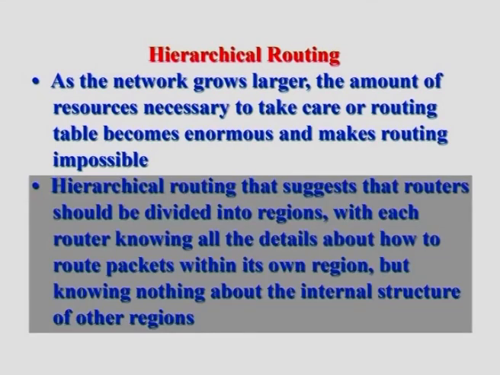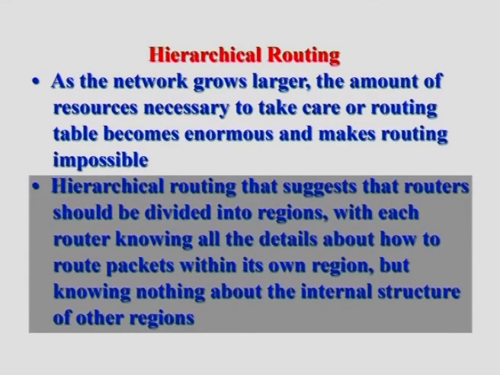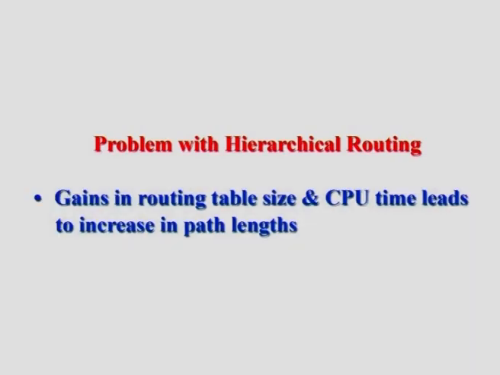with each router knowing all the details about how to route packets within its own region, but knowing nothing about the internal structure of other regions. Unfortunately, the gains in routing table size and CPU time are not free. The penalty of increasing path length has to be paid. Kamoun and Kleinrock in their paper have discovered that the optimal number of levels for an n router subnet is ln n, requiring a total of e ln n entries per router.